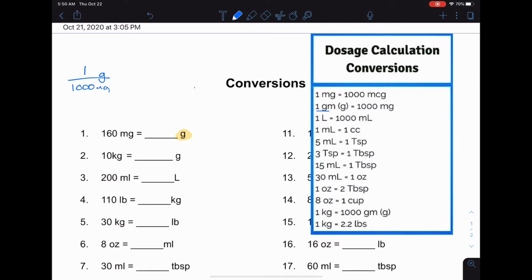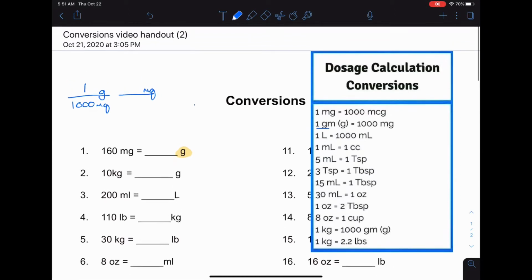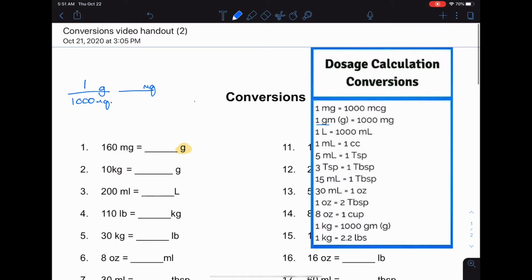And the goal is to get grams by itself. So in order to get rid of that milligrams, I can go over here and I'm going to put milligrams up top, because to cancel it, to get rid of it, it has to be on the opposite side. So if that's on the bottom, then that has to be on the top in order to get it to cancel. So that's what helps guide you through with dimensional analysis of what goes where, if you just keep in mind, I need to be left with just grams.